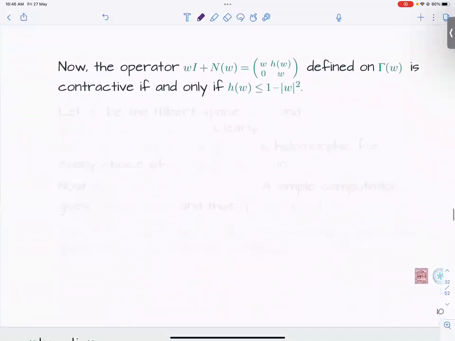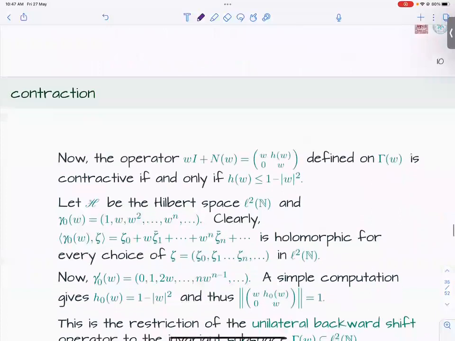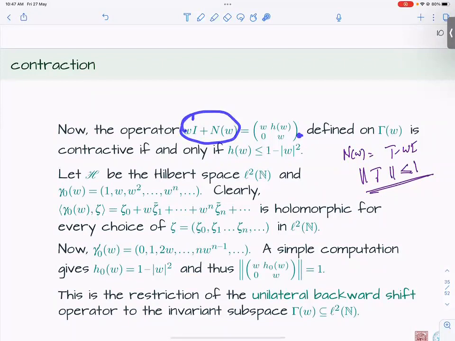Now let's slowly go to contractions. Since I am again running out of time, I'll try to be not too detailed here. First of all, instead of looking at N omega, which was omega I, T minus omega, I want to study T. I want to in particular understand if the norm of T is less than or equal to 1, then what does it actually mean? If I'm going to study T alone, then instead of looking at N omega, I have to look at omega I plus N omega. Now that gives me this 2x2 matrix.